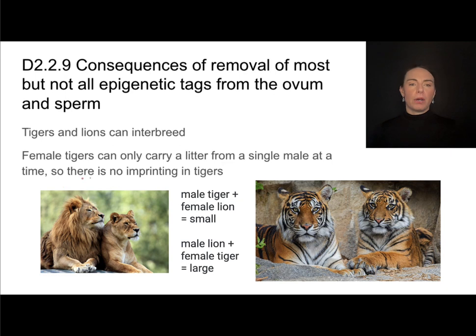If the male parent is a lion and the female parent is a tiger, then this imprinting on male lions for having big cubs really comes through. And so you get an offspring that is often even larger than either parent. So it's a really great example here of genomic imprinting.